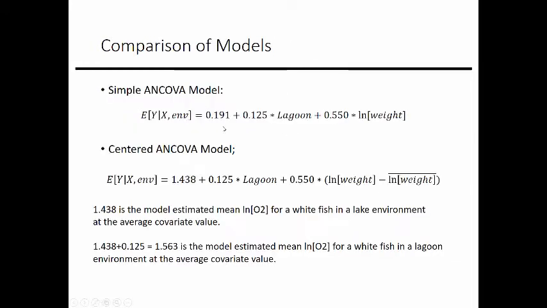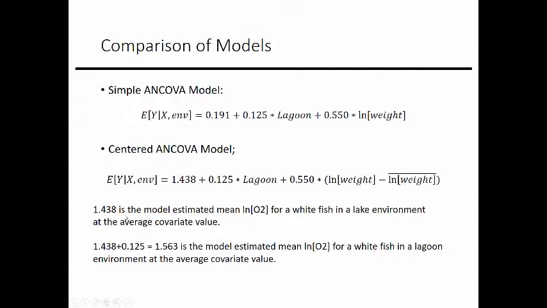So my simple ANCOVA model was 0.191 plus 0.125 times lagoon. So only if I'm in a lagoon does the 0.125 get added on, plus 0.55 times the natural log of weight. My centered ANCOVA looks very similar, only I have this change in my intercept, and I'm not multiplying 0.55 times the natural log of weight anymore. I'm multiplying 0.55 times the natural log of weight minus the average of all the natural logs of weight.